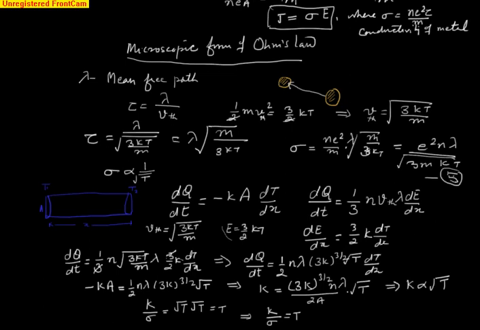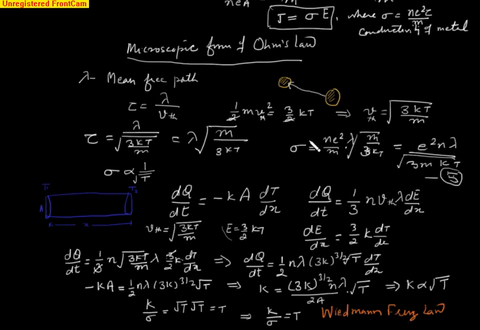And this law, that is the ratio of the two, is known as the Wiedemann-Franz law. So this is another law which is explained by using the Drude theory of metals.